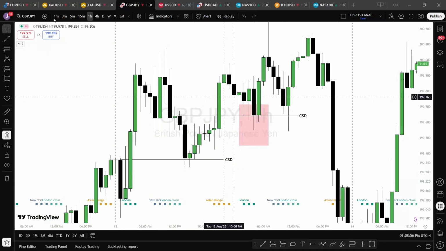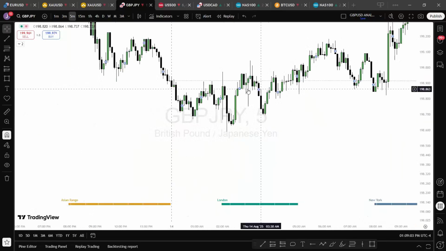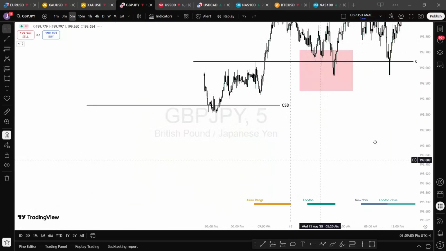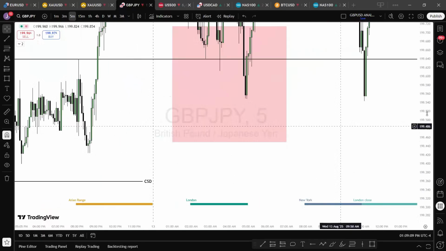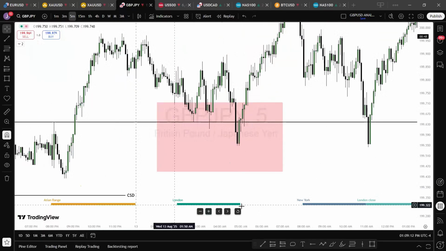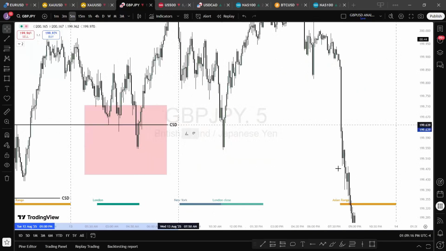So now from the 1 hour time frame, we can go straight down to the 5 minute or the 3 minute time frame. And I'm going to explain how I choose the time frame I best use. Okay. So now we can see this is a 5 minute time frame. All right. This is the London kill zone. This is our change in state of delivery. That is our bullish order block from the 1 hour time frame.